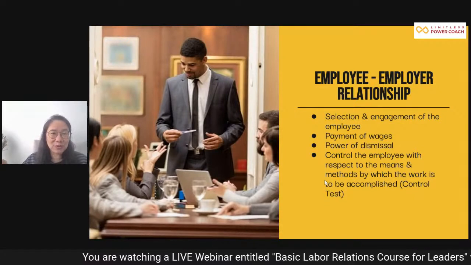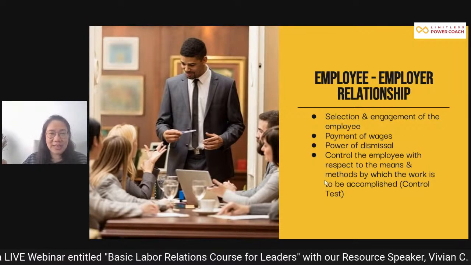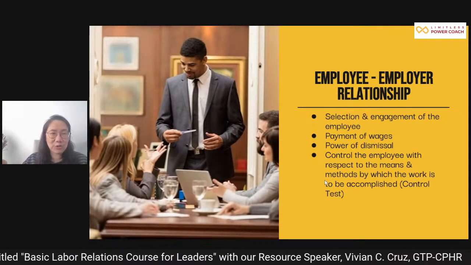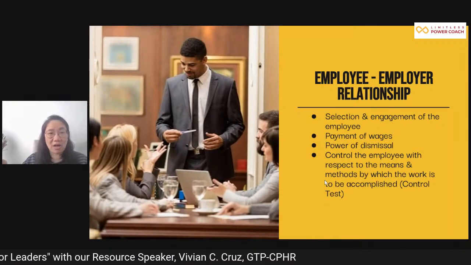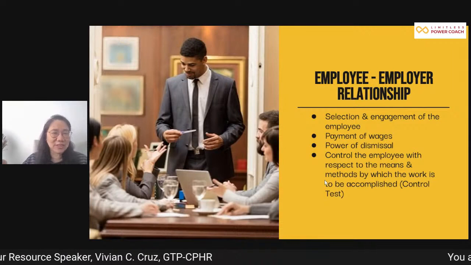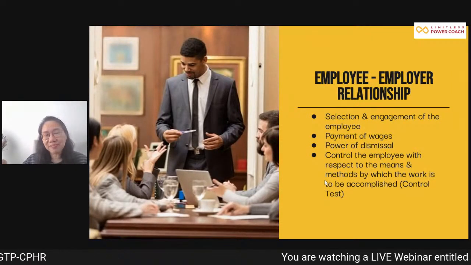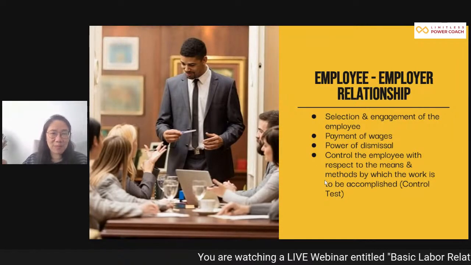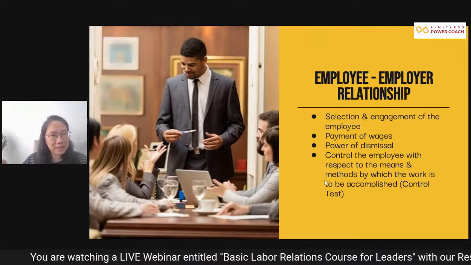They have the control over how the employee would carry out the functions. The employer is also responsible for specifying the methods and the standard of performance that needs to be accomplished. So the control test is normally the framework, the first thing we always look at when you talk about employer-employee relationship. So, it's clear?